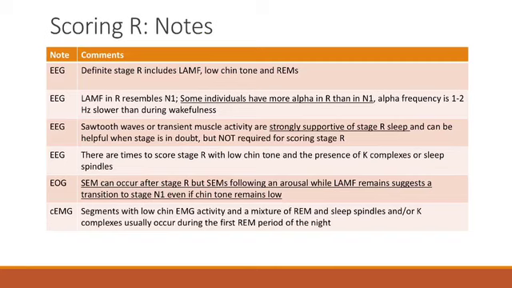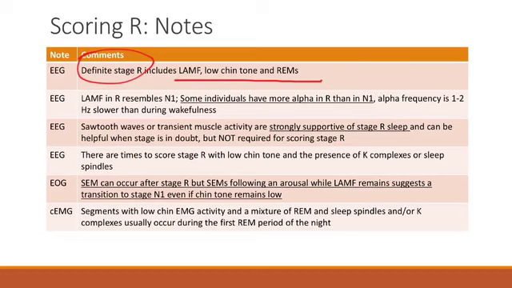So a lot of scenarios there, but don't get discouraged. Just understand that there is a philosophy about how they are doing this, and it goes to the majority of the rules, the first half of the epoch, second half of the epoch, and the combinations when stage 2 and REM coexist. Okay. So, definite stage R includes low amplitude mixed frequency, low chin tone, and rapid eye movements. When you have those three elements, what we call a definite stage R.